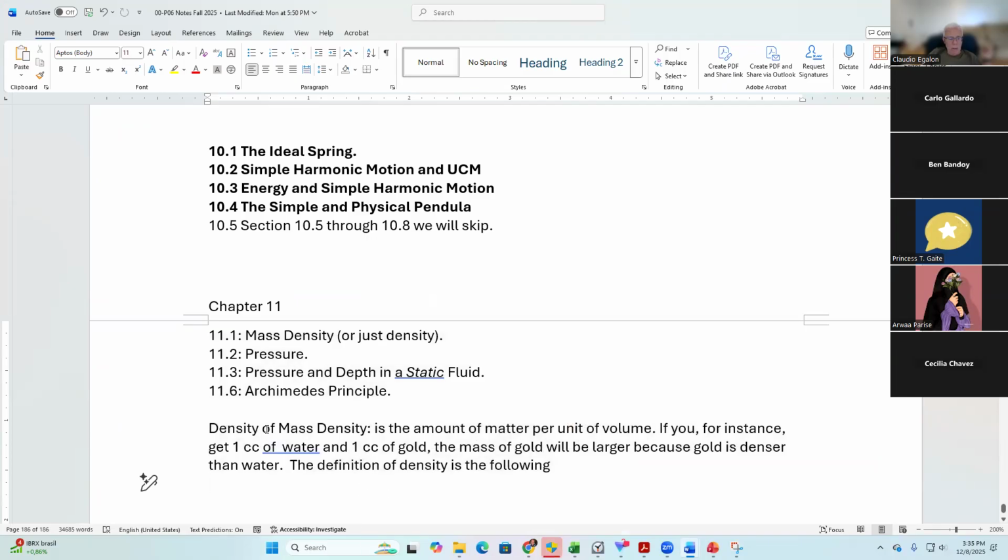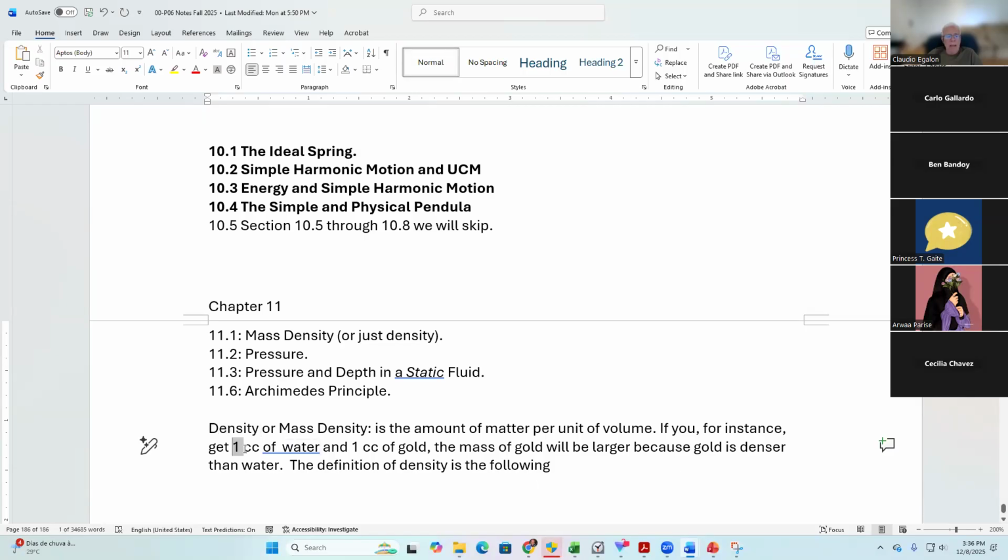Density or mass density. There are other types of density out there. That's why he's being specific about mass density. But mass density we usually refer to as just density, okay? In addition to mass density, there are other types of densities as well, like electric charge density, okay? But if I don't specify what type of density it is, that's because I am referring to mass density: the amount of matter per unit of volume.